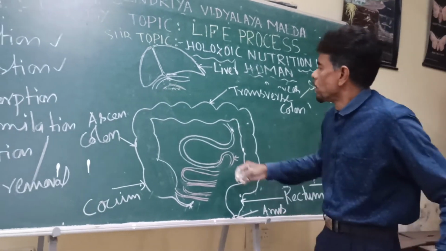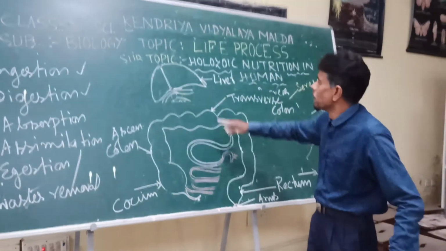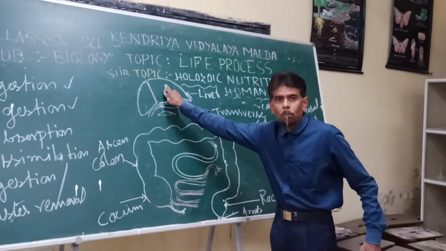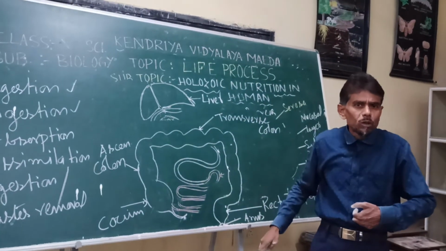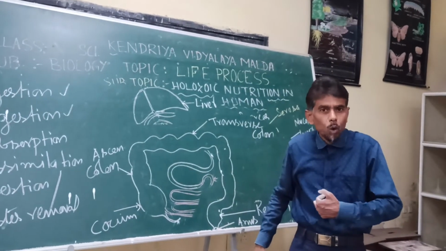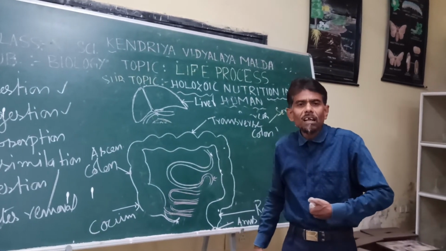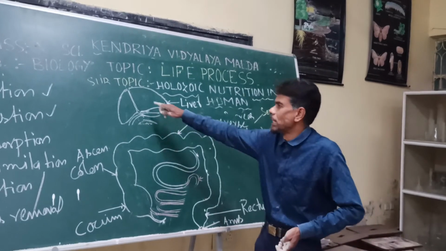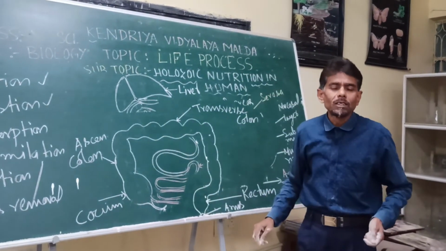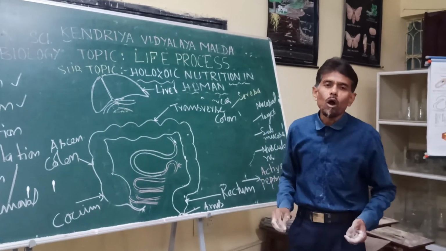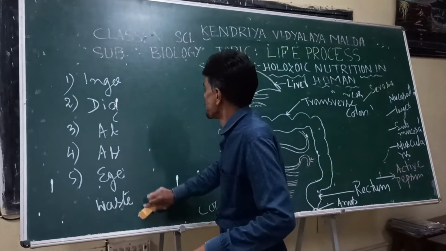Now what happened? When the food material is coming to the small intestine, the glands come into action. Liver, the biggest digestive gland, is present just below the diaphragm, a U-shaped, dome-shaped structure in the upper abdomen. Liver secretes a secretion called bile.